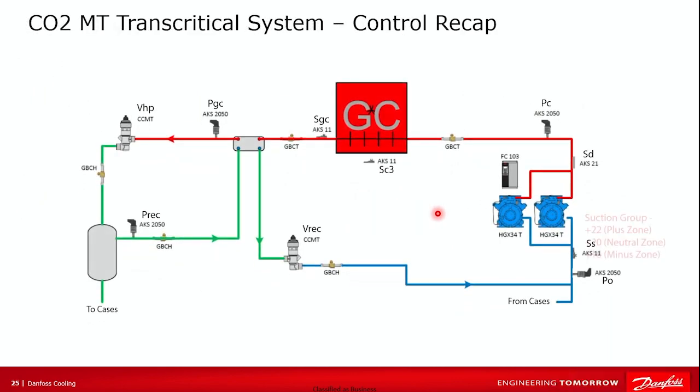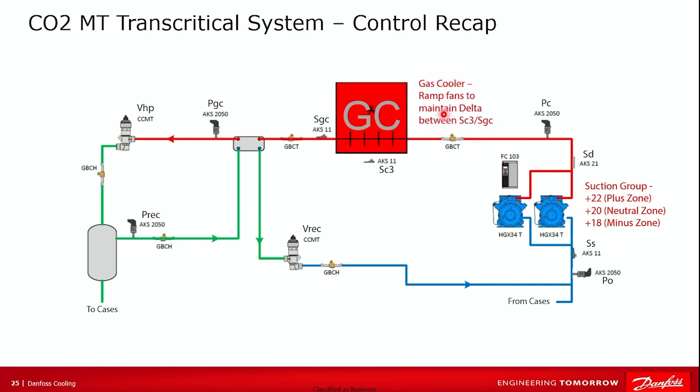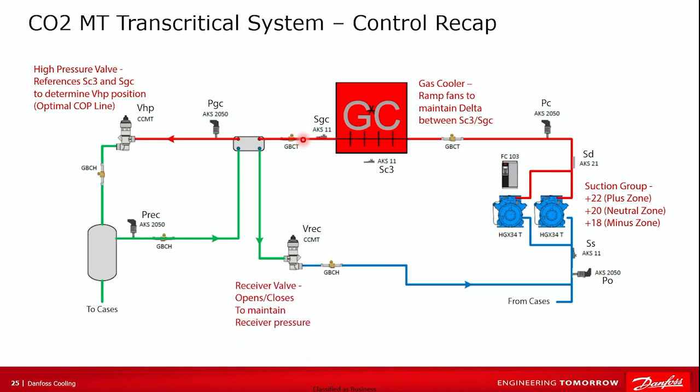So just a quick recap on the control, and we'll take some questions. Suction group, we're using neutral zone plus and minus control to control the compressors. We're ramping gas cooler fans to maintain a delta between these two sensors. The high pressure valve references ambient and a lot of other things, but it's basically trying to keep the gas cooler outlet temperature on the optimal COP line, again, which is coefficient of performance. The higher the COP, the more efficient the compressor. And then the receiver valve opens and closes to maintain receiver pressure.